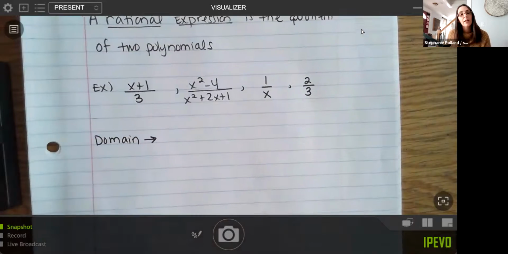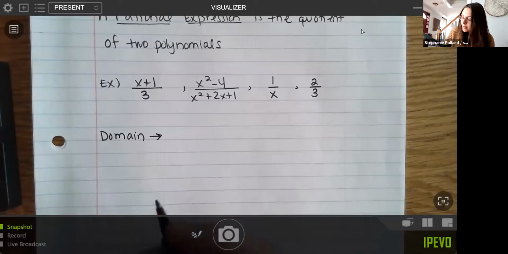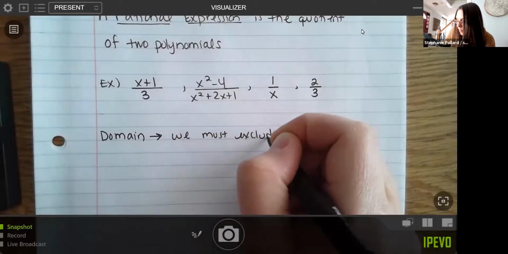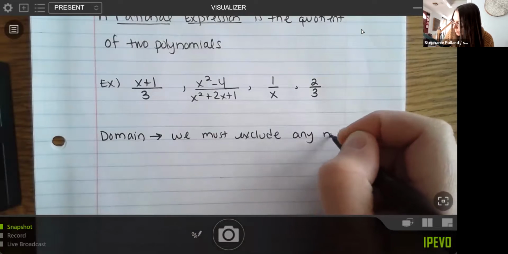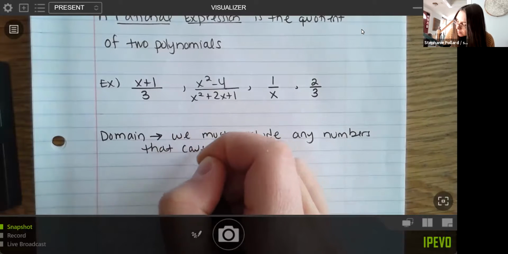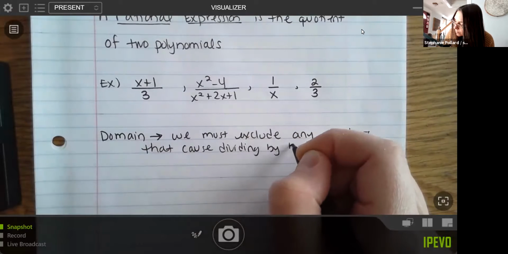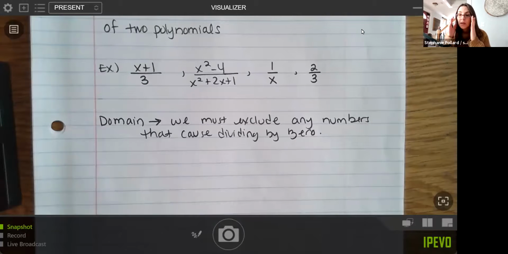Now, when finding the domain here, the big thing we have to watch out for is making sure we do not divide by 0. Okay, so we must exclude any numbers that would cause dividing by 0. So for us, the big thing is going to be watching out for those denominators. You need to make sure your denominator is not 0 when you're dealing with rational expressions. So let's look at a couple of examples.